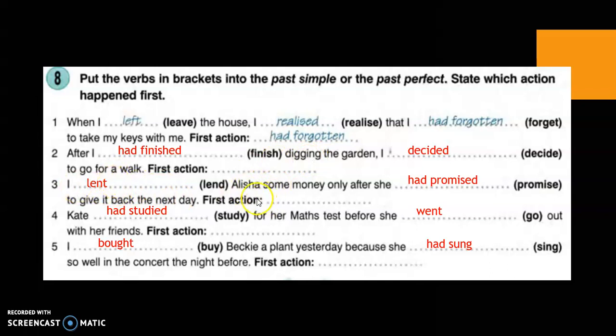I lent Alicia some money only after she had promised to give it back the next day. The first action: had promised. Kate had studied for her math test before she went out with her friends. Which is the first action? Had studied. And then the last one: I bought Becky a plant yesterday because she had sung so well in the concert the night before. The first action is had sung.